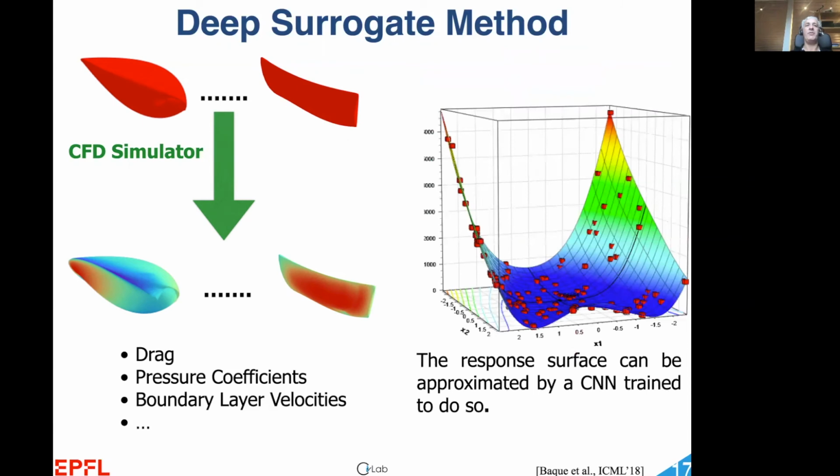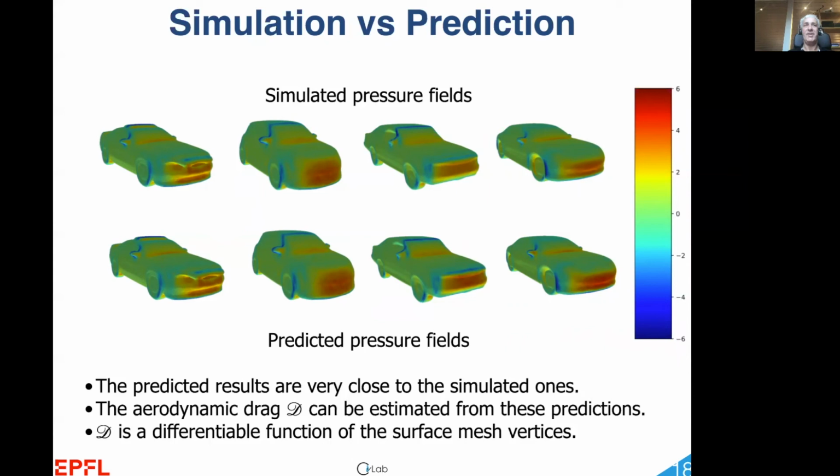The resulting pairs of shapes and associated drags can then be used to train a regressor to predict the drag of previously unseen shapes at a much lower computational cost. This makes it possible to effectively explore the shape space and find the lowest drag shape. In our own work, we use a geodesic CNN for this purpose. As can be seen in this slide, the simulated result and the predicted ones are very close. Furthermore, predicted results are differentiable, which makes gradient-based optimization possible.